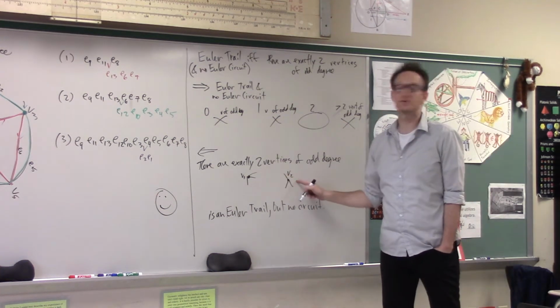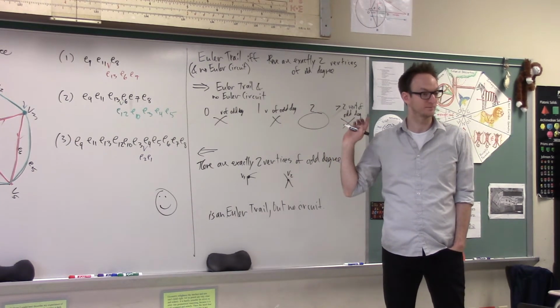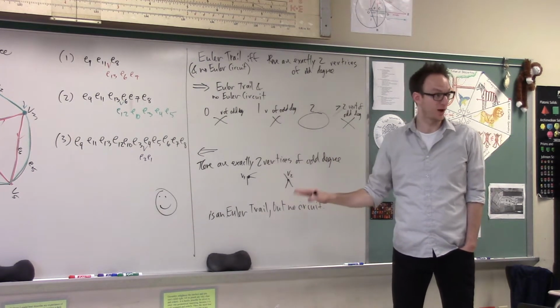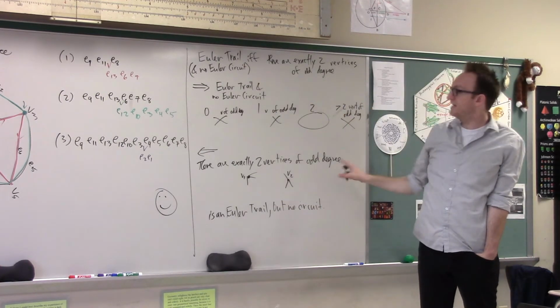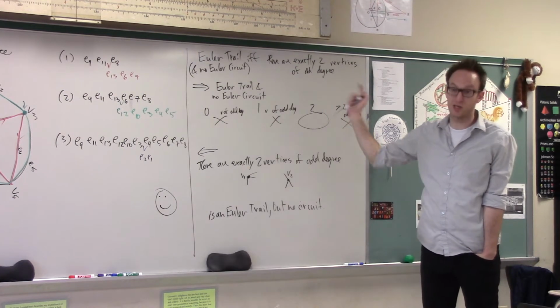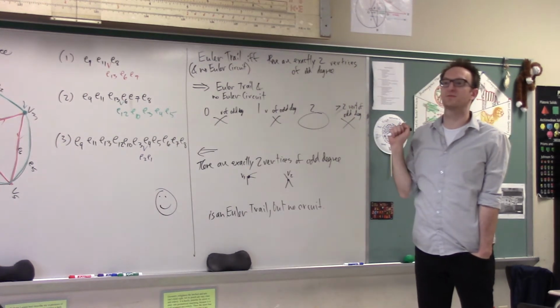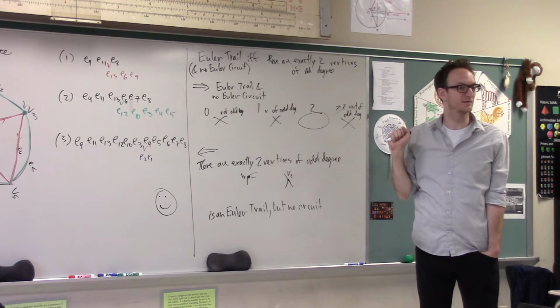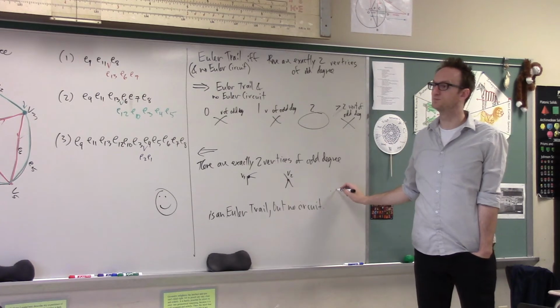If I add another edge to V1 and V2, I've now made all the vertices have even degree. And now by the previous theorem, there is an Euler circuit. And so to make it an Euler trail, just take out that new fake edge that you just added. Bam. There you go.